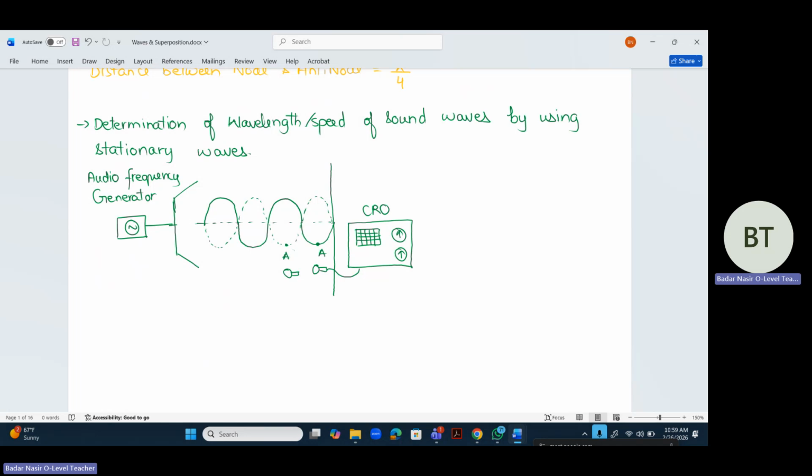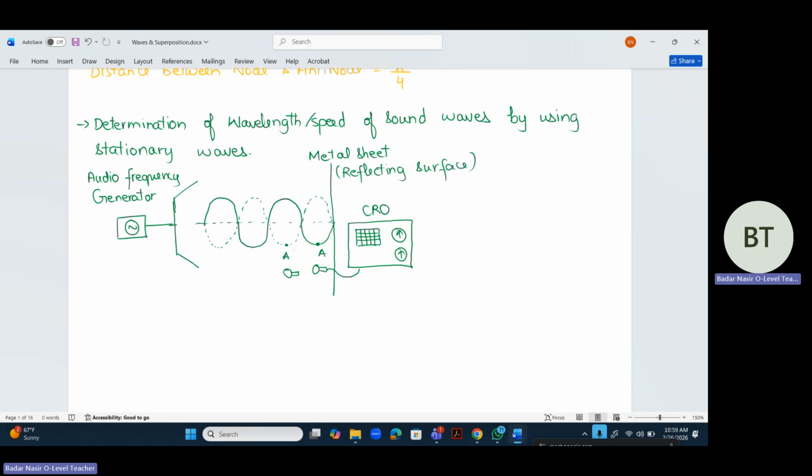ठीक है. So we have a metal sheet. This metal sheet will act as a reflecting surface. So it's going to reflect the sound wave in the opposite direction such that it produces a stationary or a standing wave. So we have these antinodes wale point. Okay, we place the microphone.